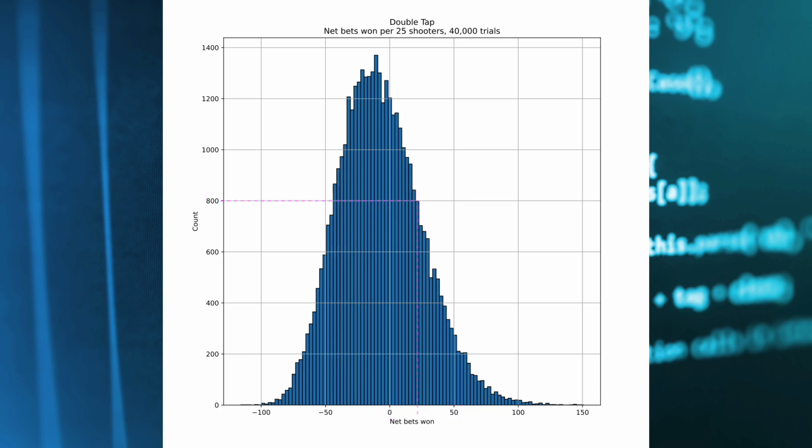It's really that simple. What's important is the distribution of the results. So let's look at that.